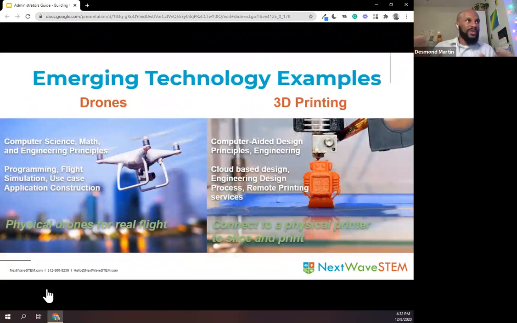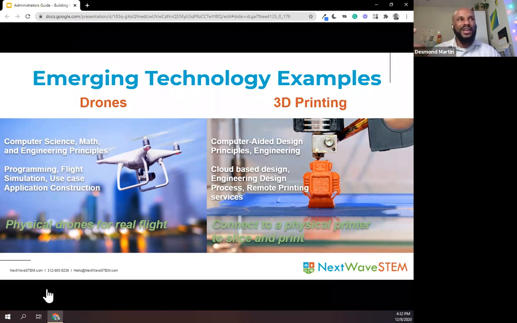So two examples that I always focus on for brevity's sake, really more than anything, are drone technology and 3D printing. These are two technologies that we also spend a particular focus on at NextWaveSTEM, where we've developed curricula in drone technology, robotics, 3D printing, and artificial intelligence. But I focus on 3D printing and drones because of their accessibility with respect to high school and middle school students, but also because these are technologies that are surprisingly accessible even from the hands-on home perspective as well.